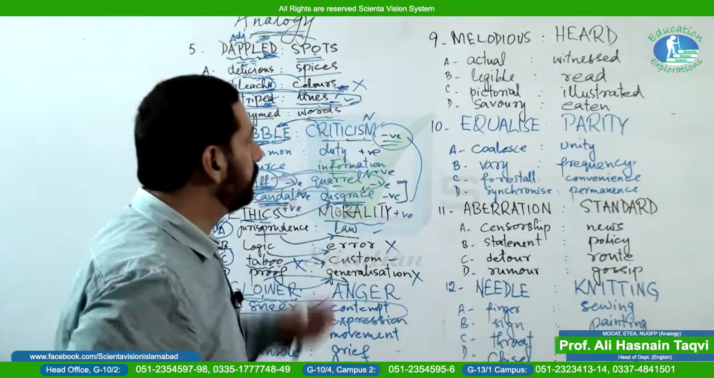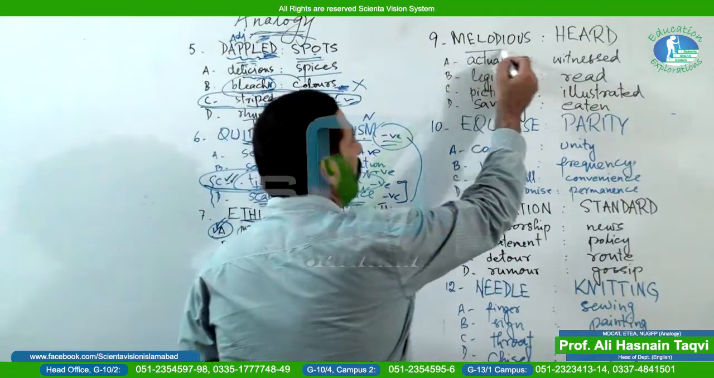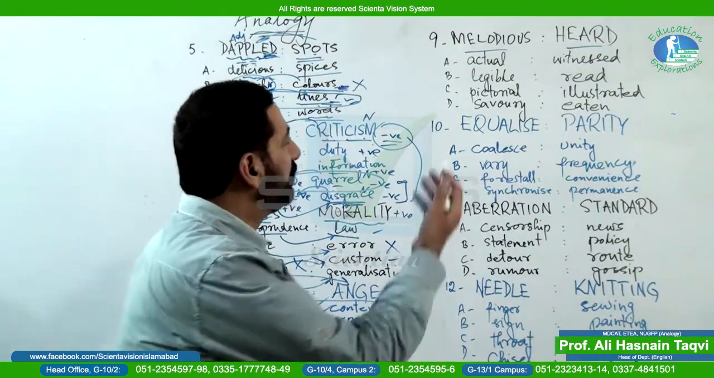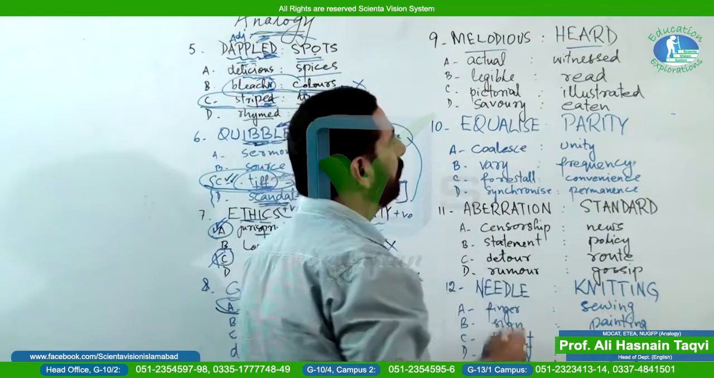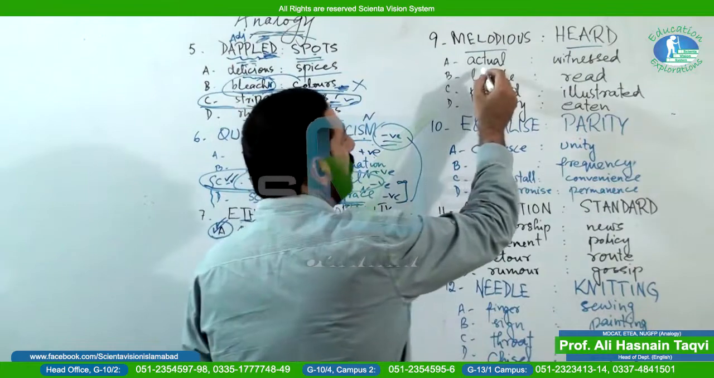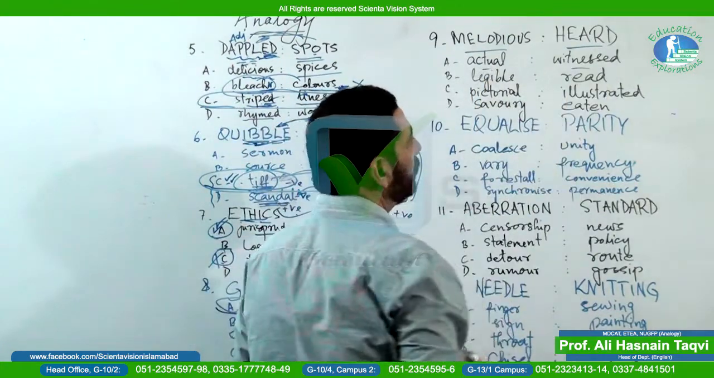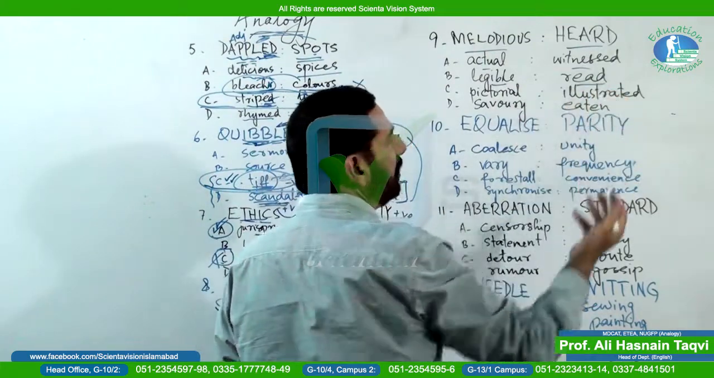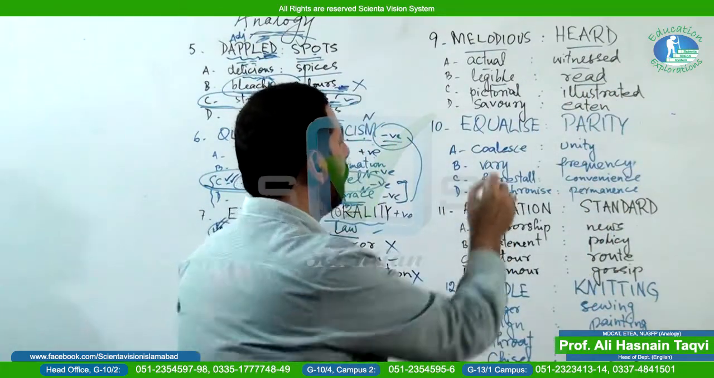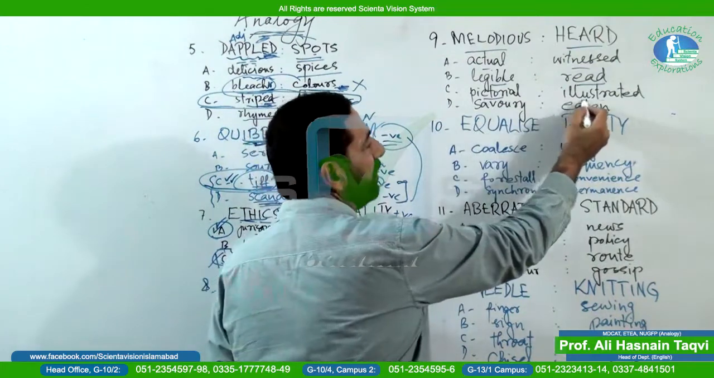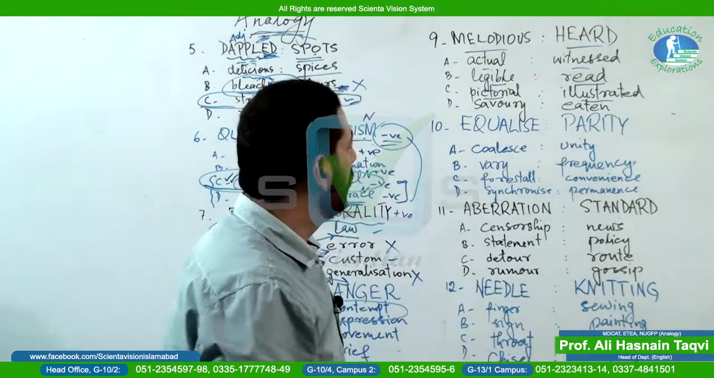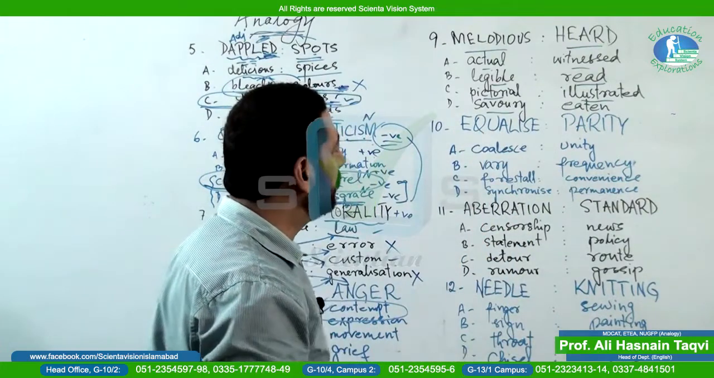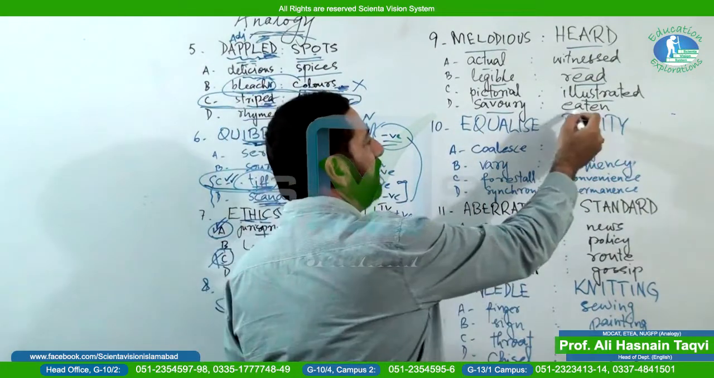Come to this side. You have again plain words. Melodious, heard. Melodious means musical, heard means what you have come to hear. The words are strange here. Actual, witnessed. Legible, read. Pictorial, illustrated. Savory, you've heard of savor food. So savory is taste related, and eaten.